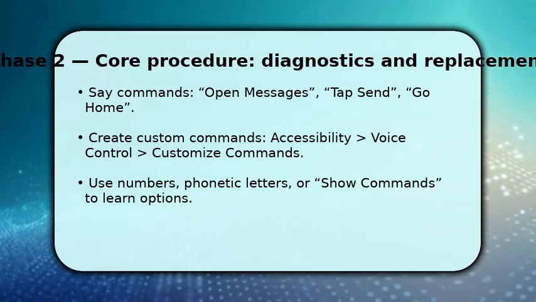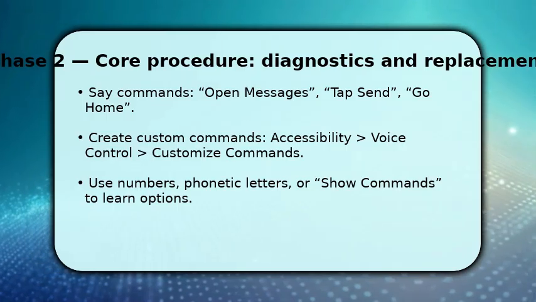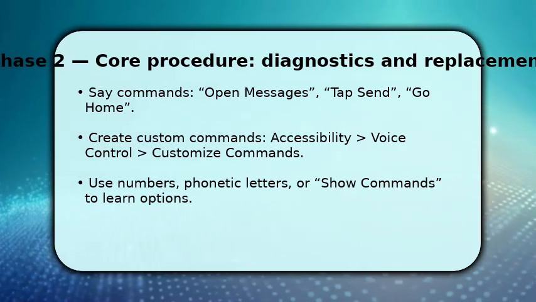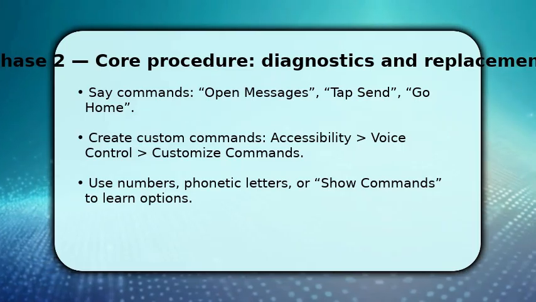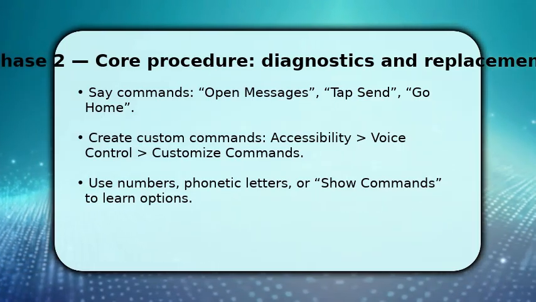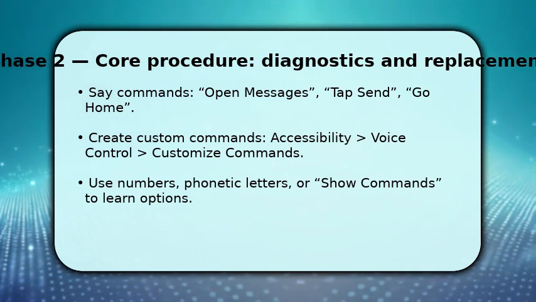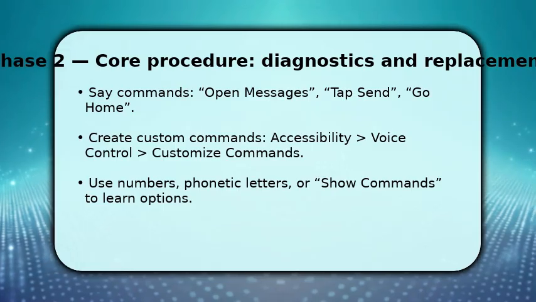Go to Accessibility, Voice Control, Customize Commands, then add a phrase mapped to a gesture or shortcut. This speeds repetitive tasks. If a label is ambiguous, use numbers or phonetic letters to select items, and say Show Commands to see available options on screen. Keep practicing to refine accuracy.